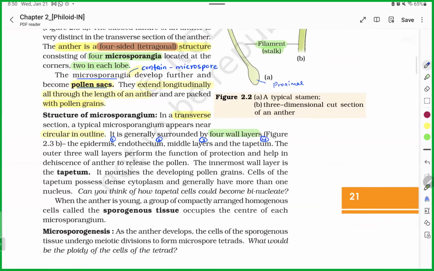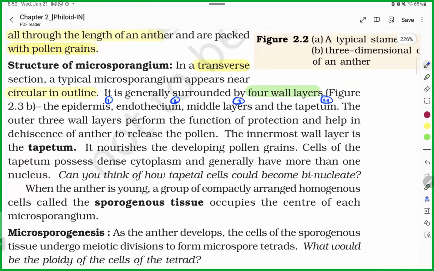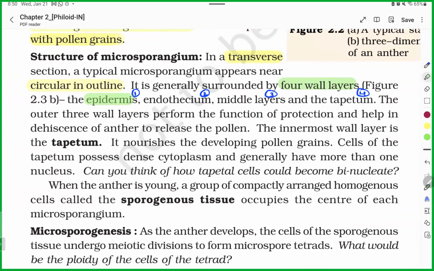Okay. If you see, the first three layers are epidermis, endothelium, and middle layer. These first three layers will perform the function of protection. They protect the overall anther, and they help in dehiscence of the anther to release pollen grain. So, Anvita, what is the meaning of help in dehiscence?